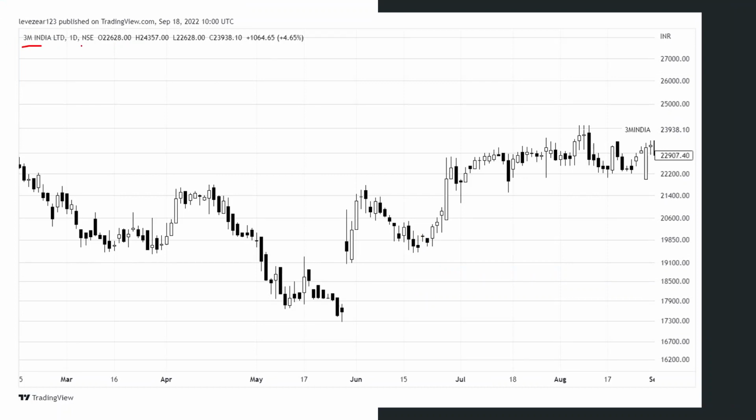Here is another example, of 3M India. I'm sure most of you have heard the name of this company. As you can see, a gap may sometimes also work as a reversal. I'll tell you about the kinds of gaps later in this video. The price was coming down here, and suddenly on this day, around May 30th, the price closed around 17,900 and the next day it opened at 19,000. That is a gap of around 1,100 to 1,200 rupees, and after that the price moved up to 22,900. So this is how a gap works.